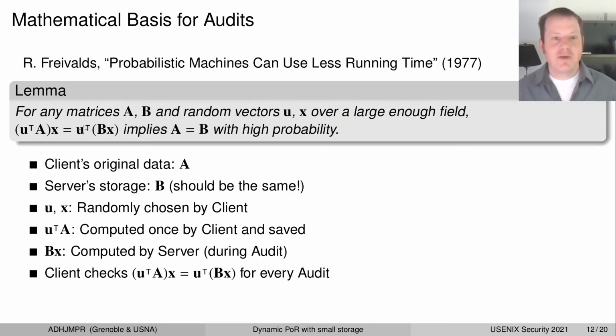The mathematical justification for why audits work actually goes back to some work from Freivalds in 1977, and it really boils down to this equation here. So if A is what the client thinks should be stored and B is what the server is actually storing, then we can multiply by these random vectors on the right and left. And there's a proof that if you get equality over a large enough field with these matrix vector products, then that proves with high probability that the two matrices, what the client thinks is stored and what the server actually stores, are the same.